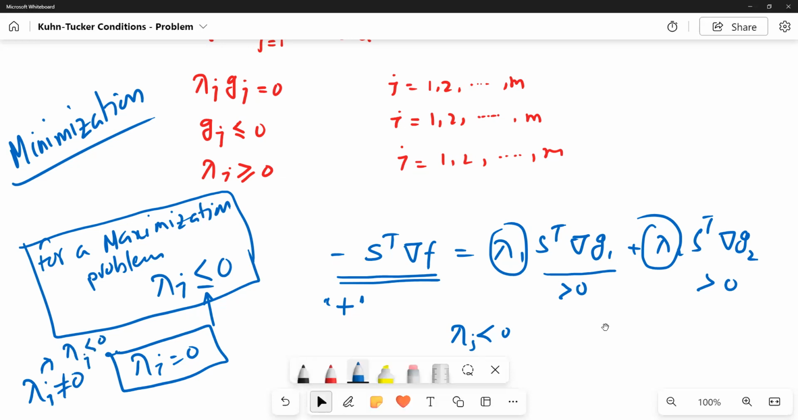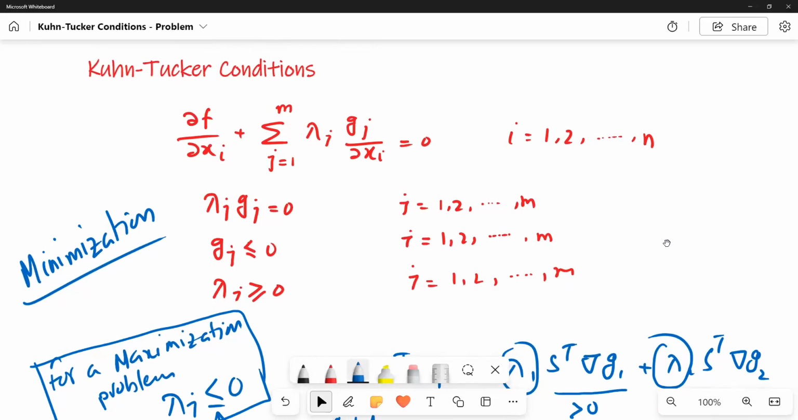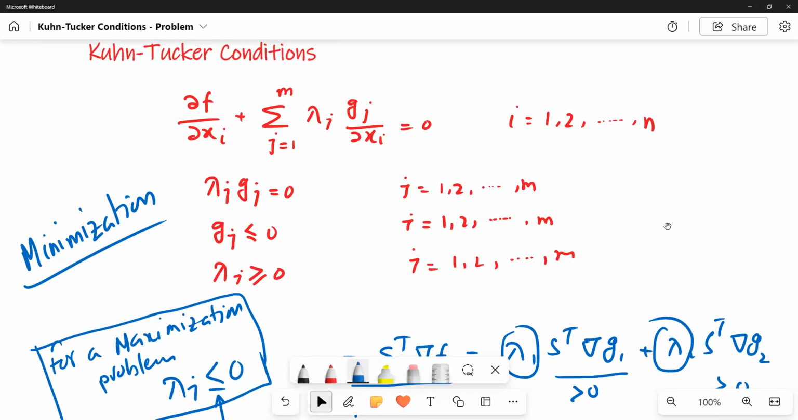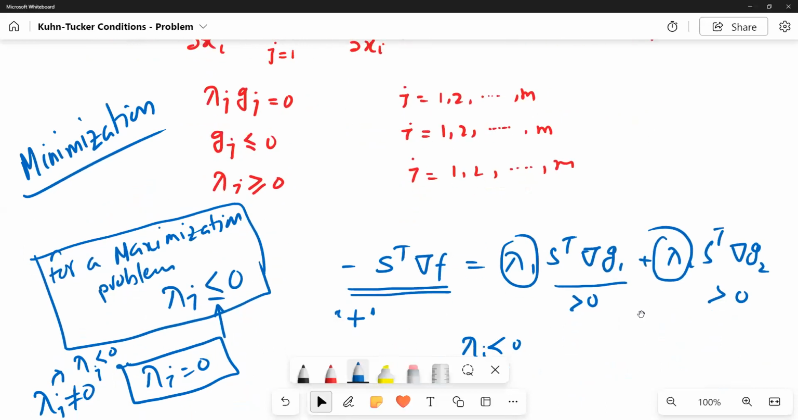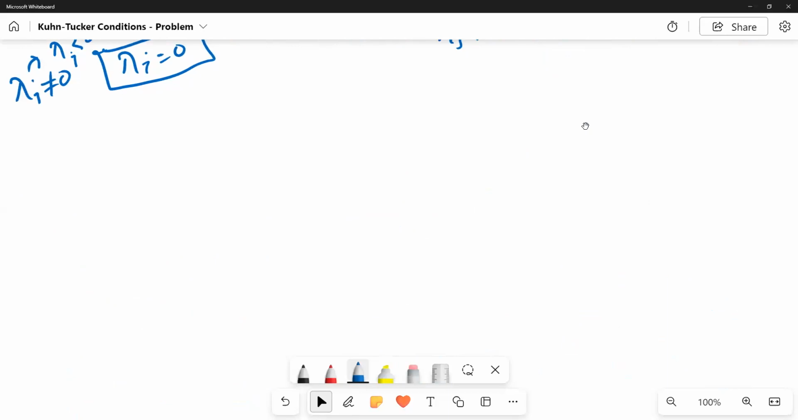Okay, so let's begin our problem with this idea. So this is the generalized minimization case criteria. In the maximization, only one thing is reversed, that is your Lagrange multiplier values. Apart from that, everything has to be the same. Okay, so now let's start solving the first problem. Example 1.